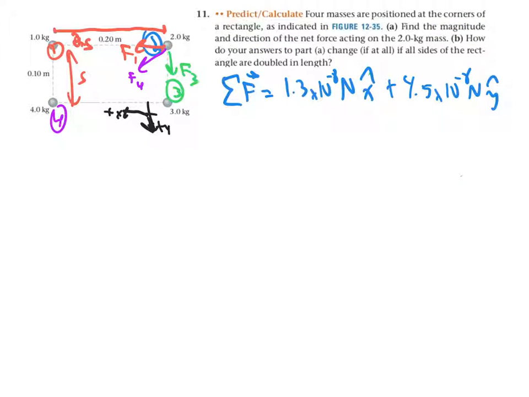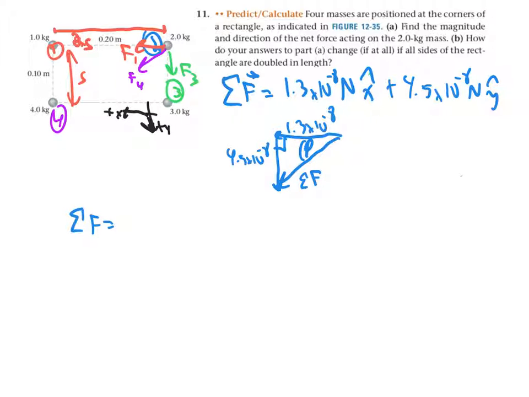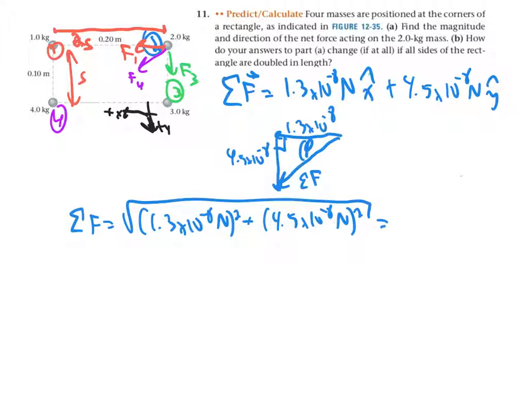So now what we have for our net force is that it goes over at 1.3 times 10 to the minus 8, and it goes down at 4.5 times 10 to the minus 8. And what we want is this length and that angle. So the length is relatively easy. It's the hypotenuse of a right triangle, so it's going to be the square root of the sum of the squares. Square rooted, which turns out to be 4.7 times 10 to the minus 8 newtons.